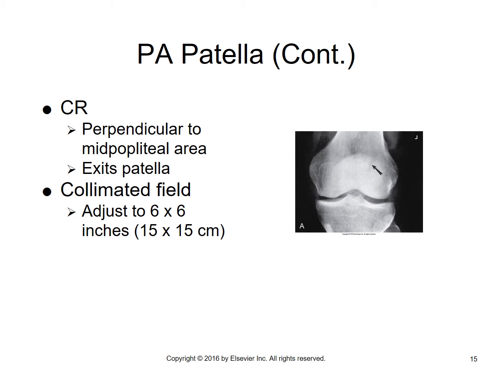And notice a smaller collimated field, 6 by 6 inches. You don't need the entire amount of distal femur and proximal lower leg that you would for a typical PA or AP of the knee.